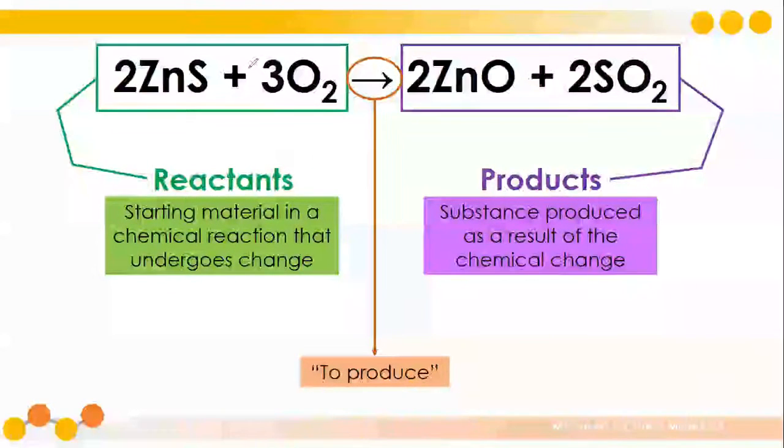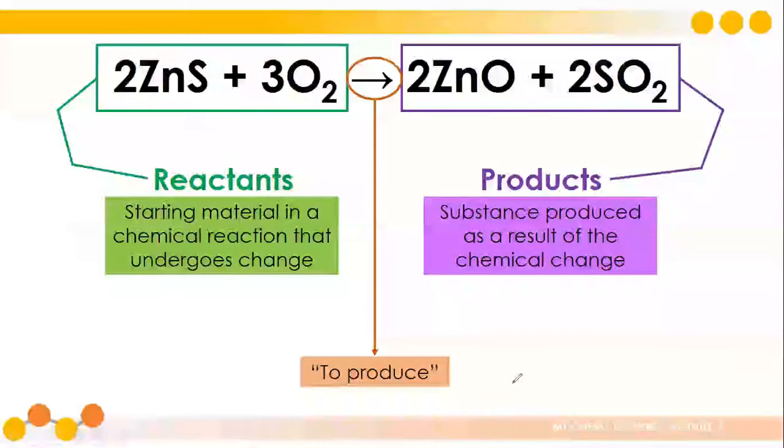Okay, we also have this plus sign, as you can see, indicated in both the reactants and the products. For the reactant side, it means will react. And then for the product side, it can be read as and. So if you were to read it, it will be zinc sulfide will react with oxygen to produce zinc oxide and sulfur dioxide. That is how you read it. Later on, we'll be delving much further into that particular topic.